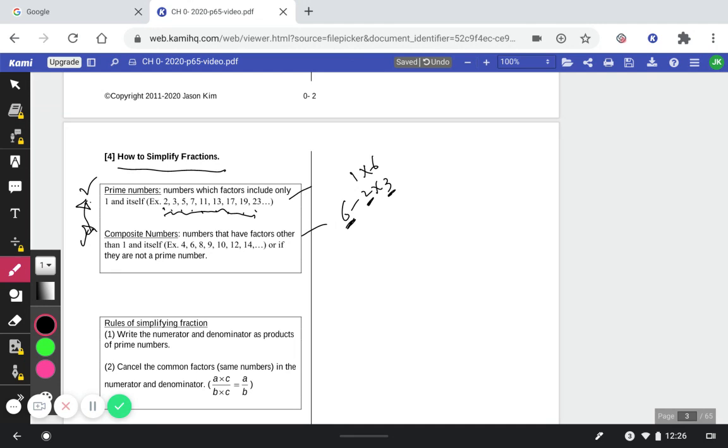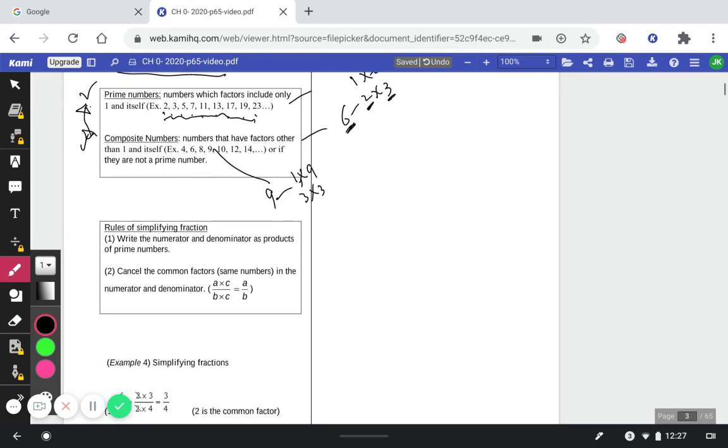So they are called composite numbers. Same thing with 9. 9 not only has 1 times 9, but also 3 times 3. So 9 has a factor of 3 other than itself and 1. So 9 is a composite number.